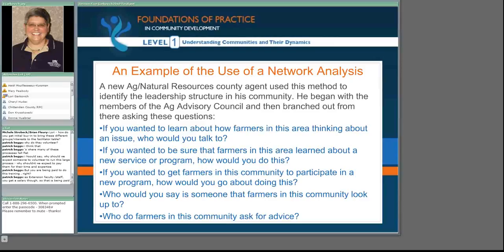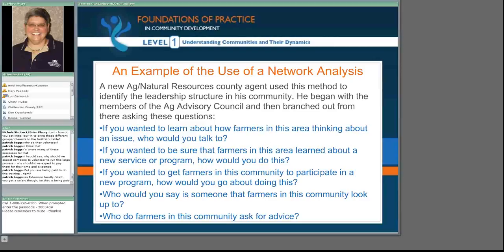If you wanted to learn about how farmers in this area are thinking about an issue, who would you talk to? If you wanted to be sure that farmers in this area learned about a new service or program, how would you do this? Who would you talk to? If you wanted to get farmers in the community to participate in a new program, how would you go about doing it? Who would you contact first? Who would you say is someone that farmers in this community look up to? And who do farmers in this community ask for advice?